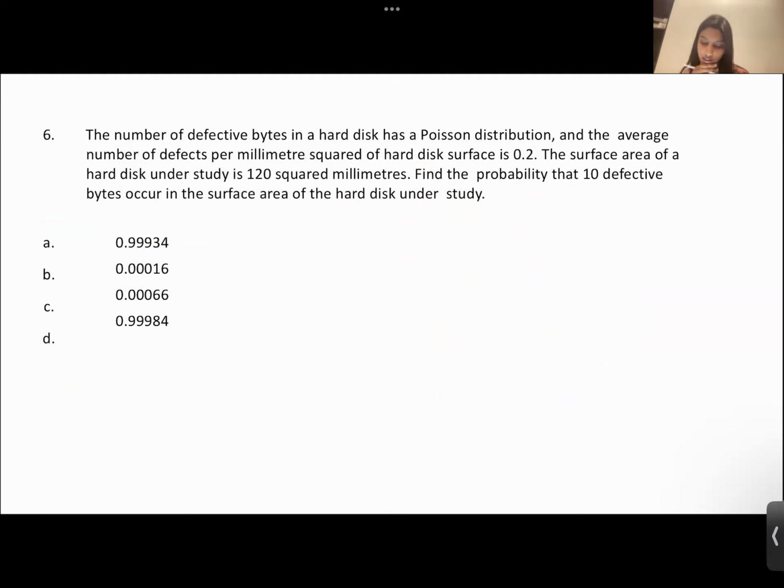So now, the number of defective bytes in a hard disk has a Poisson distribution, and the average number of defects per square millimeter of a hard disk is 0.2. Whenever you see words like average or mean, it means they have given you a lambda. Lambda is 0.2. And the surface area of the hard disk under study, so this is your sample space.